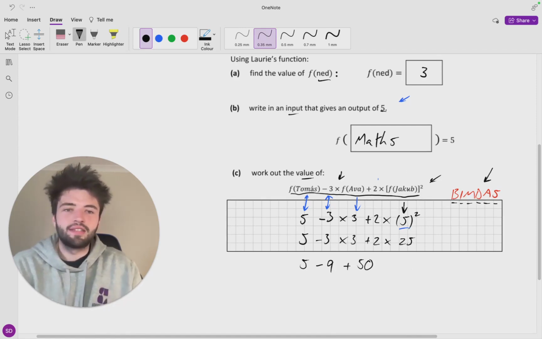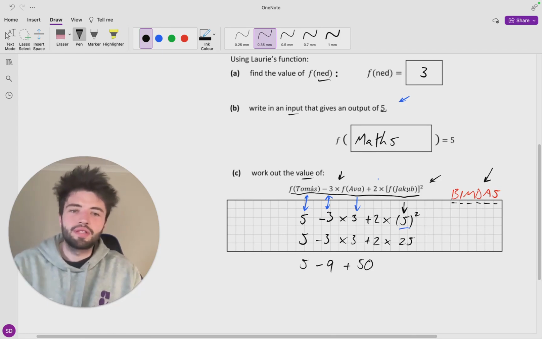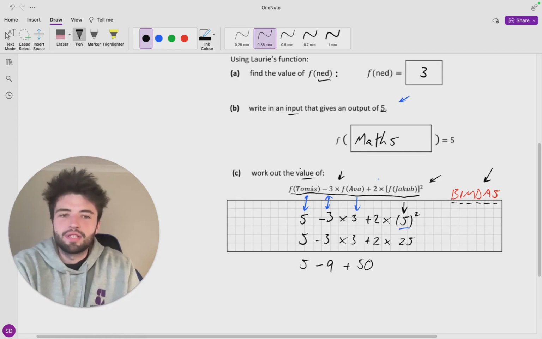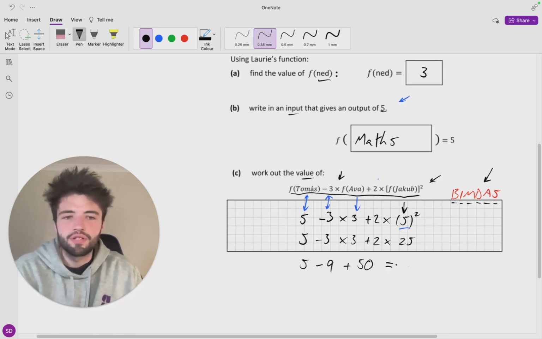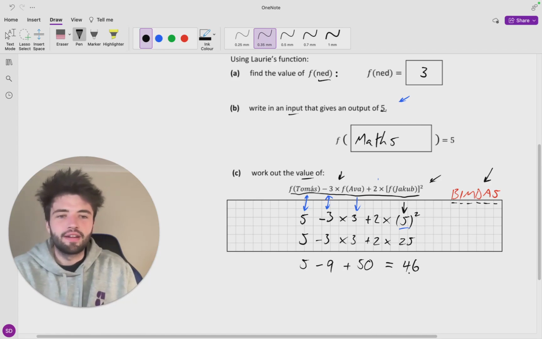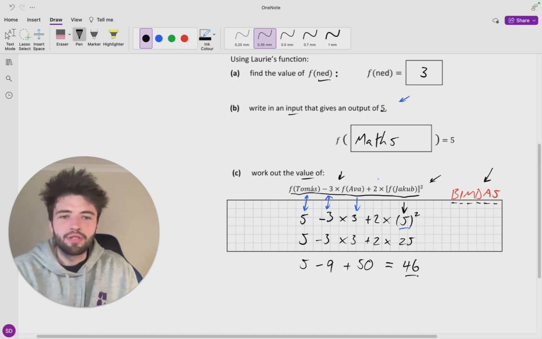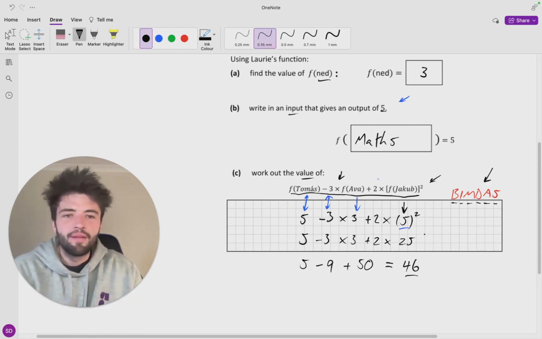Now you can see that this is simplified into just 3 numbers that are added and subtracted together. So now we can simplify this. 5 minus 9 gives us -4, +50 gives us 46. So this is going to be an answer of 46, and that is going to be the value of what they give us in the question. And so that's going to be it for this part of the question.